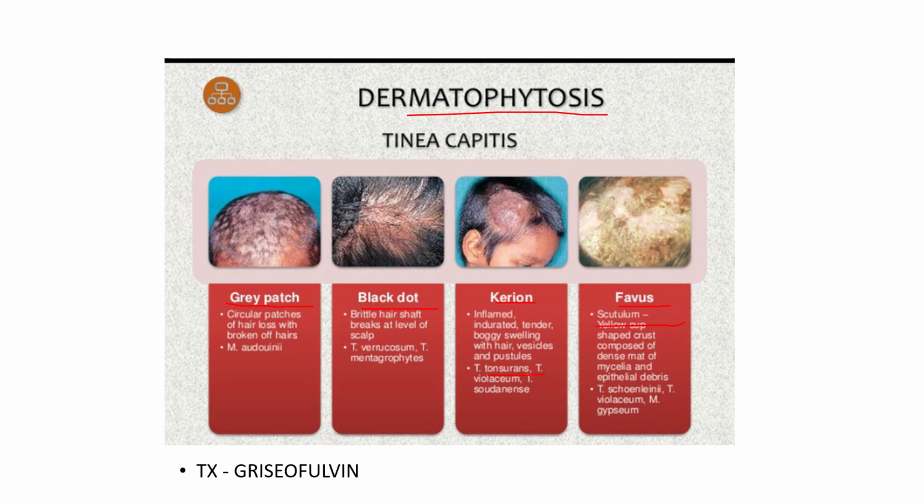It's by Tinea schoenleinii. Otherwise you can also classify that into ectothrix and endothrix, something which is penetrating into the hair or something which is superficially affecting. Or, based on the appearance, morphology and distribution over the scalp, you can classify that into black dot, kerion, and favus. Favus is a more extensive, yellow cup-shaped scutulum. Kerion is a boggy swelling, and black dot is when the hair shaft is brittle and it breaks. And the treatment of choice is griseofulvin.